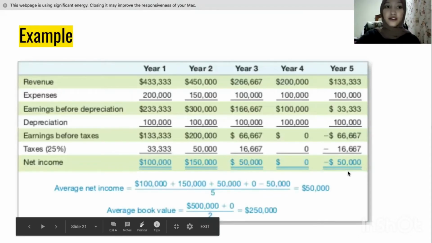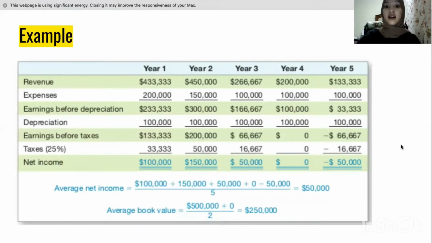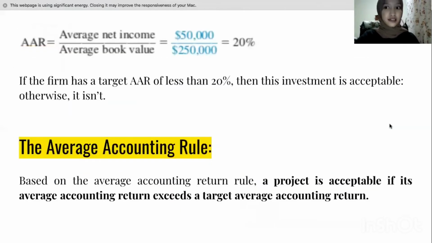Here's a table containing projected revenue and expenses, and then we can calculate the net income. The average net income is $50K, and the average book value is $250K. From what we calculated earlier, we can calculate the average accounting return. And we get this number, it is 20%.